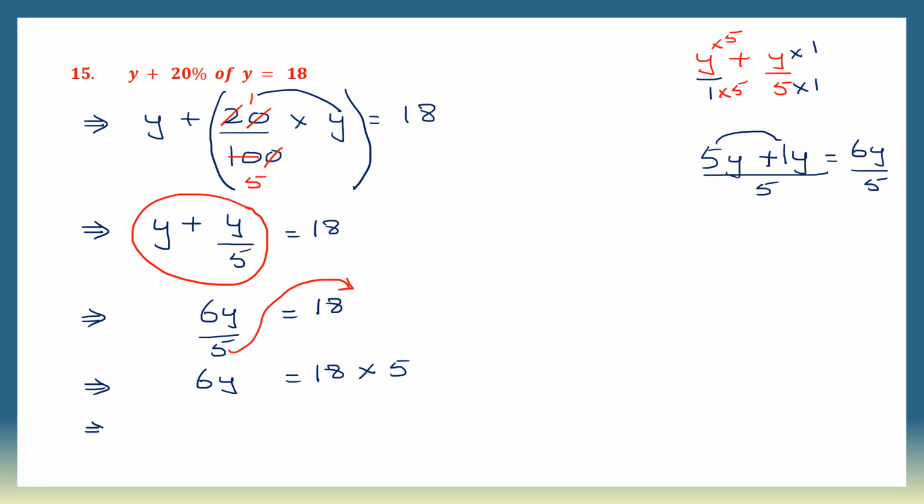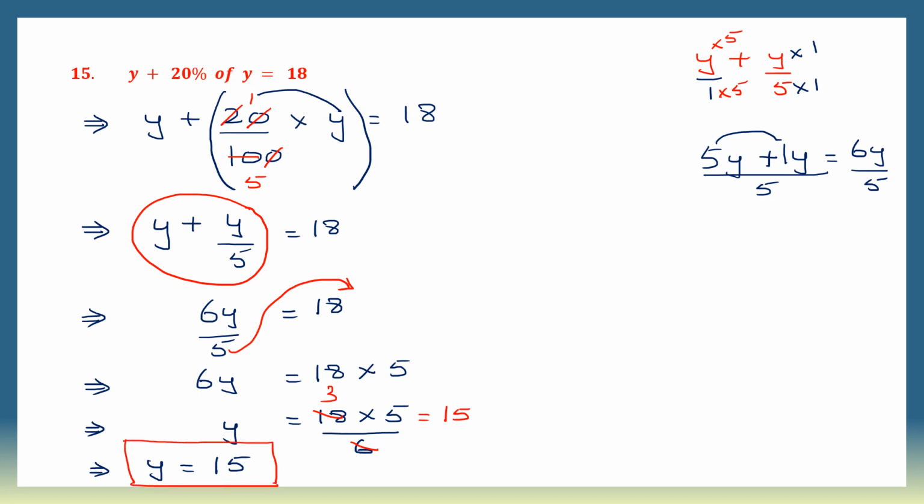Now to find the value of y, we say 18 into 5 divided by 6. So cancel what you can here. 6 3s are 18. Now multiply 3 5s are 15. So we have found the value of y. In this case, y is equal to 15. So this is our answer. y is equal to 15. So we've completed 15 answers.